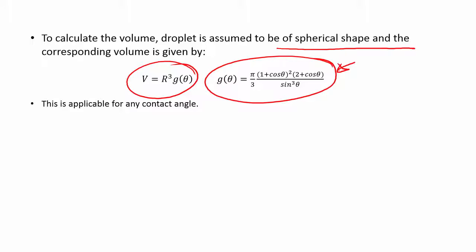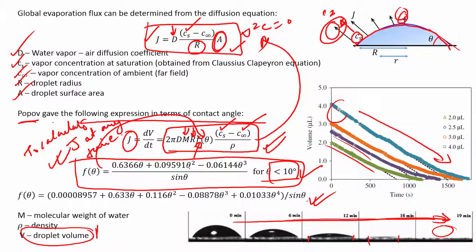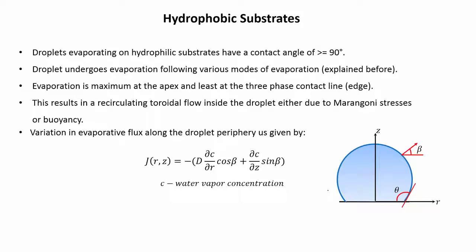These are all expressions, I am not going to go into the details, you can just do the math and find it out. This is applicable for any contact angle, not just hydrophobic, it is applicable for hydrophilic and hydrophobic, because these are the two ranges that we gave in this particular problem. Now, dedicated to hydrophobic substrates, it is interesting to see a few more things. For hydrophilic, we said that the flow was very nice, radially diverging outward, and we saw the various modes of evaporation, and that the evaporation is maximum at the 3 phase contact line, and low at the apex.